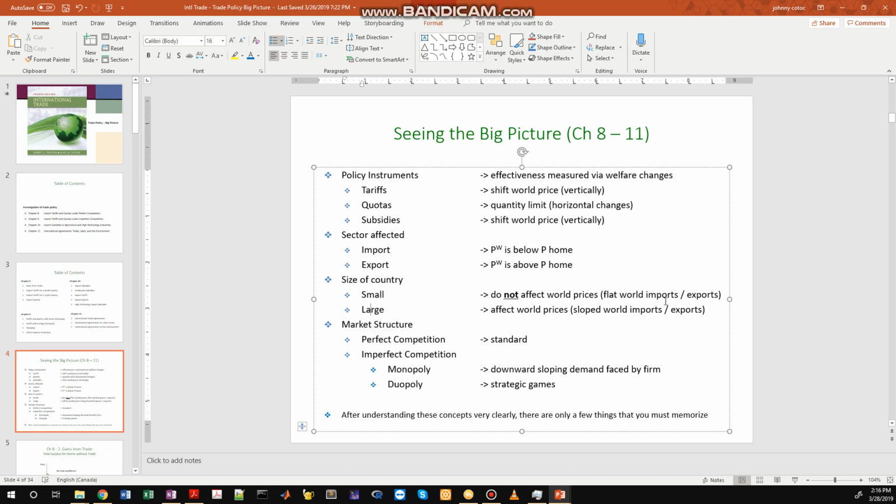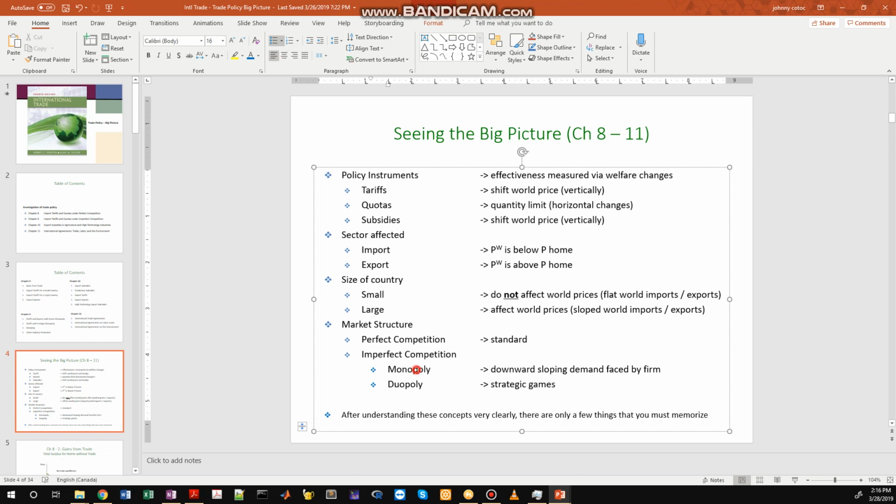Again, separating between small and large countries is very important. Lastly, we got to think about the market structure. The market structure can either be perfectly competitive, which is basically standard, you have your supply and demand, but then there's also cases where it's imperfect competition. So when the structure is a monopoly or a duopoly, there are a few different things that you need to pay attention to.